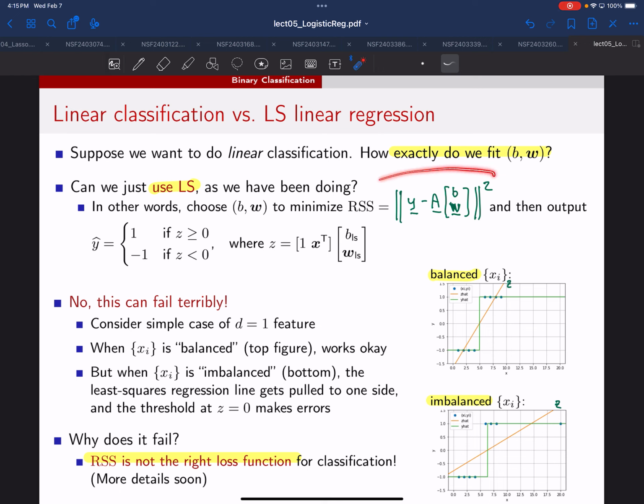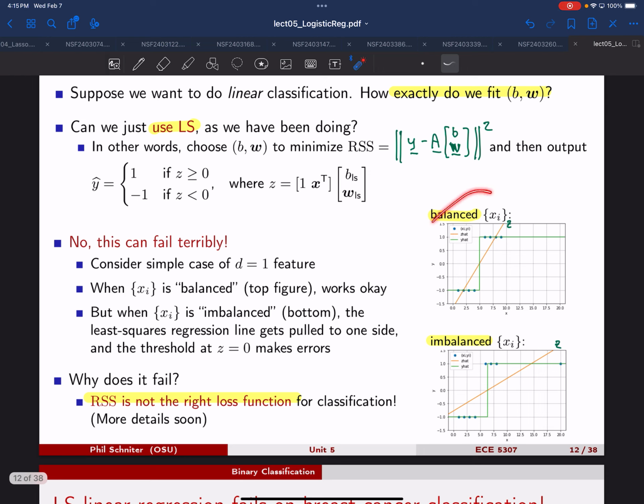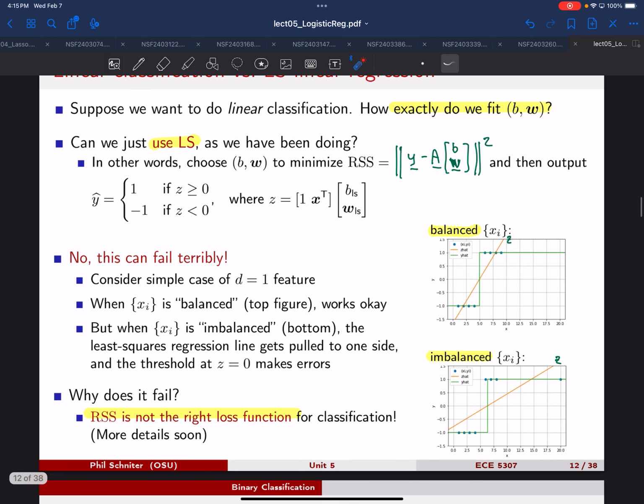And so we know exactly how to do this from previous units, but what we found is that in some cases it seems to work well, but in other cases when the data is somehow imbalanced, like when you have features that are spread out more on one side of the decision boundary than the other, then the performance of this falls apart. And so the moral of the story is that this RSS cost function is not going to work for us now that we're doing classification. We need to think about something else.